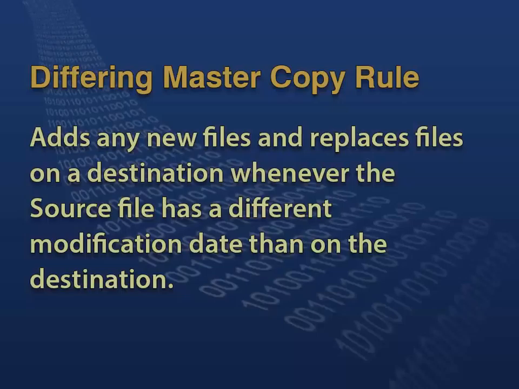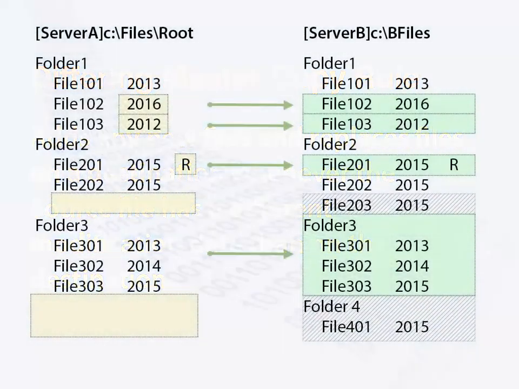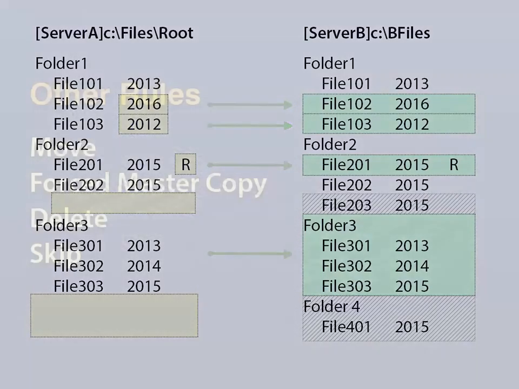A differing master copy rule is similar to the recent master, except that it doesn't look at the modification dates. The source will always copy the files to the destination, but it will not delete any files. The result in this example is the same as the recent master copy, except that this time file 103 replaces the destination file, even though it's an earlier date.